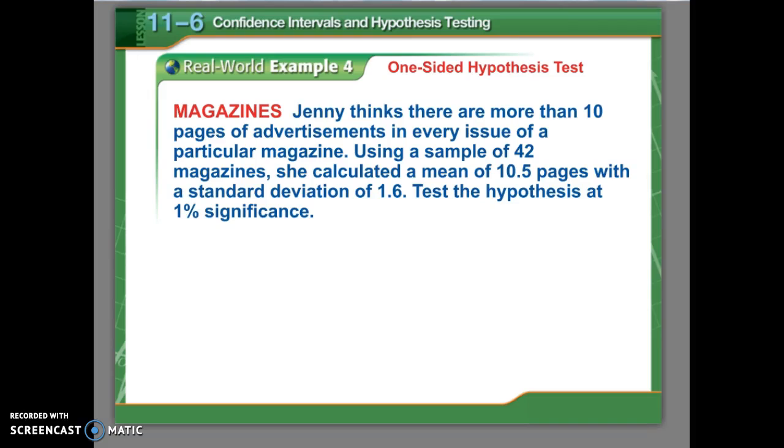Okay, we're picking up with example 4 out of Unit 5, Lesson 6. Example 4 says, Jenny thinks there are more than 10 pages of advertisements in every issue of a particular magazine. Using a sample of 42 magazines, she calculated a mean of 10.5 pages with a standard deviation of 1.6. Test the hypothesis at 1% significance.